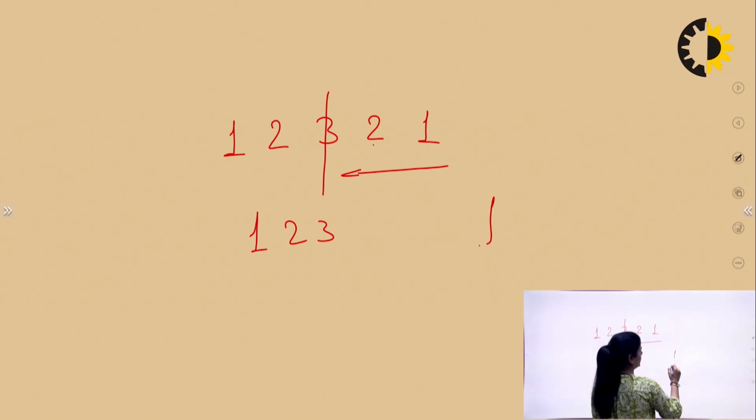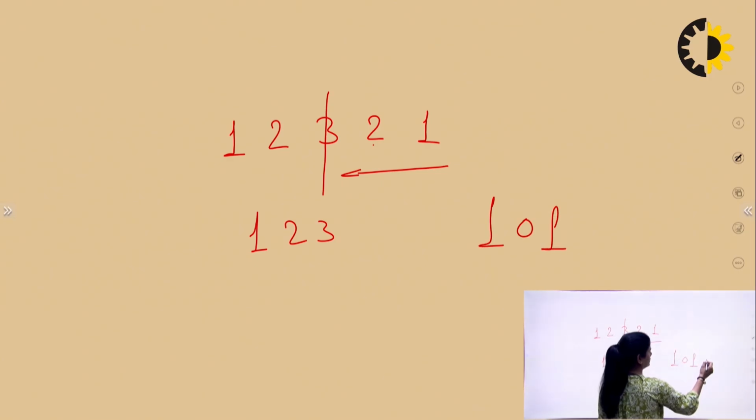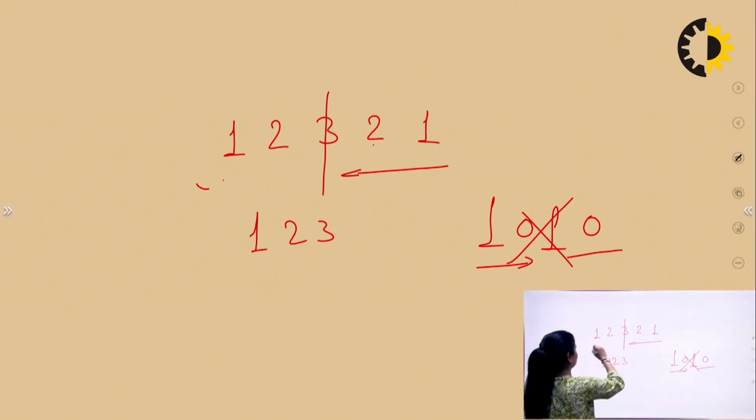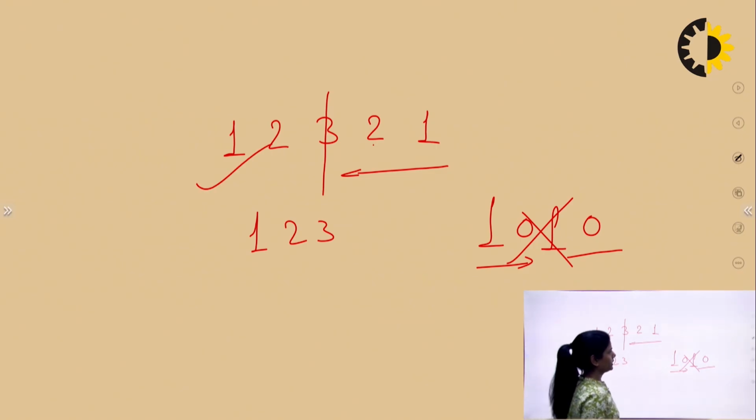But 1, 0, 1, 0. This is not a palindrome number. 0, 1, 1, 0. This is not a palindrome number. This is the palindrome number. Okay. So here first we write the code.